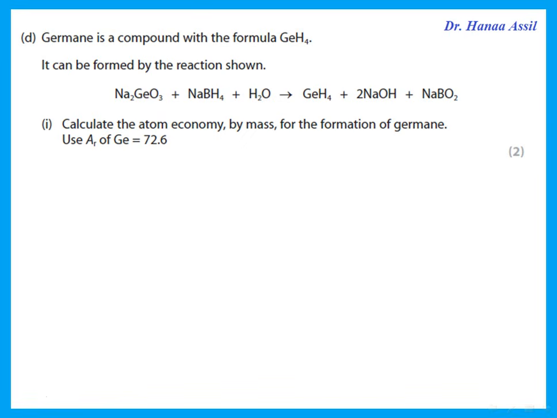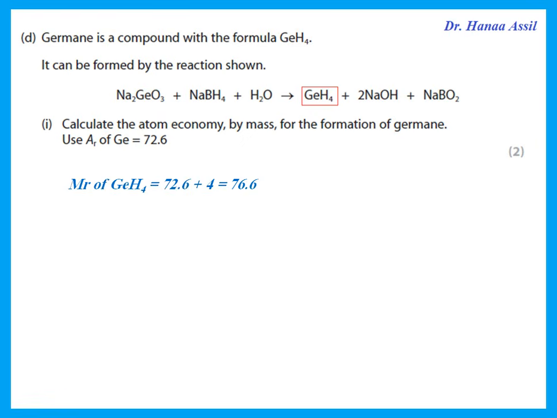Germane is a compound with the formula GeH4, and he gives me an equation. Calculate the atom economy for formation of germane. How do we calculate atom economy? Remember, atom economy is the MR of what we're looking at over the total MR of the products times 100. So if we look at germane, germane is GeH4. So calculate the MR of GeH4, it comes out to be 76.6.